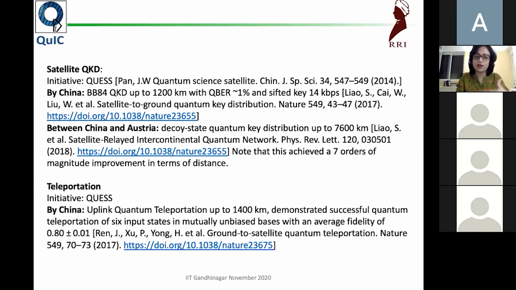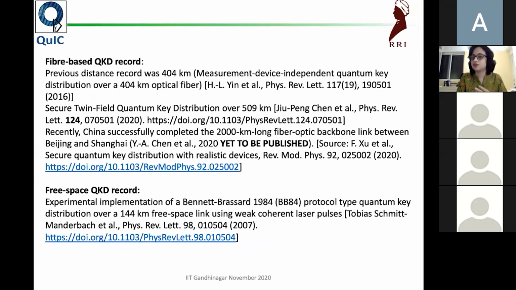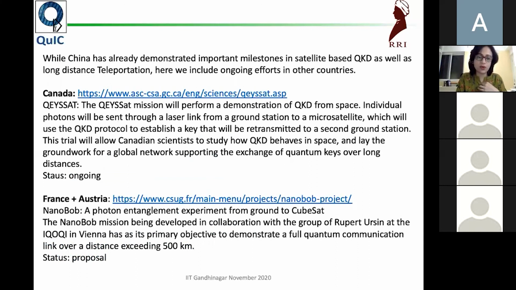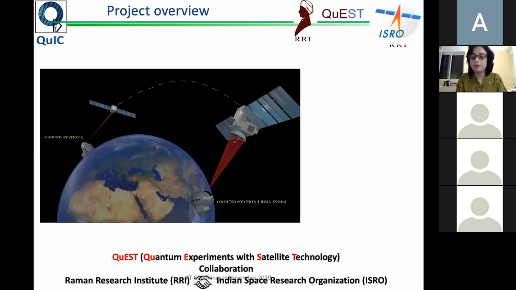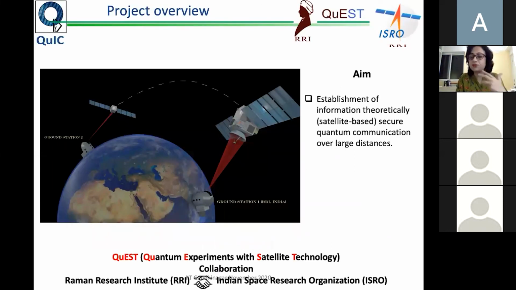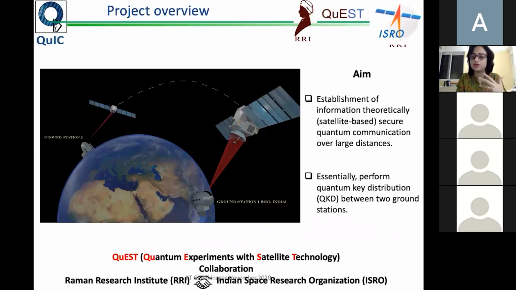These are the other countries, they have their own programs, just like we have ours, which is the QUEST program. This is the Quantum Experiments with Satellite Technology project that we're working on, which is a collaboration between RRI and the Indian Space Research Organization. We're already 3 years into the project. And our aim is to have information theoretically secure communication over large distances between two ground stations located within India, as well as a ground station in India and a ground station in Canada.